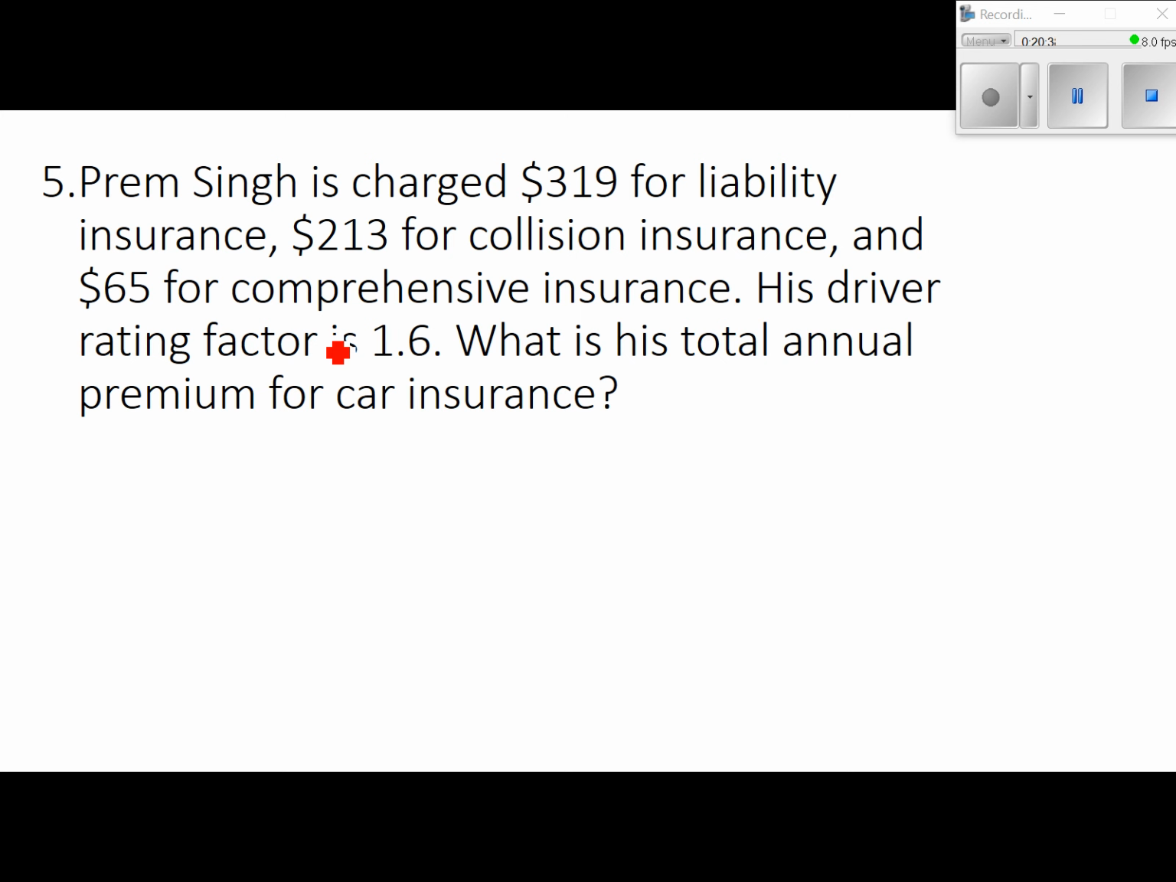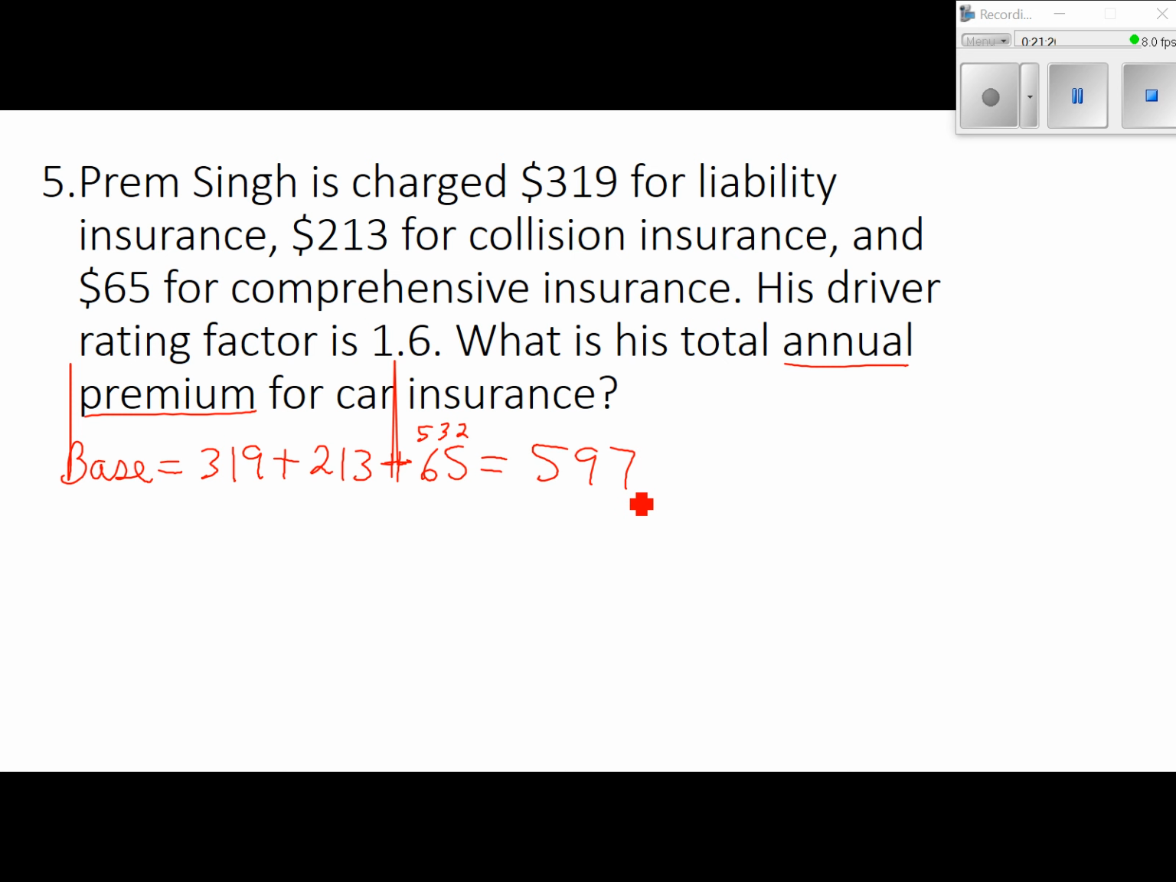All right, this next one, Prim is charged $319 for liability insurance, $213 for collision, and $65 for comprehensive. His driver rating is 1.6. What is his total annual premium? So this time they just want the total annual premium. So what we're going to do, we got to find the base premium first. The base is going to equal the 319 plus the 213 plus 65. We're just going to add all those up. If you grab your calculator and you add them all up, that's 532. 532 plus that is 597. So that's his base premium.